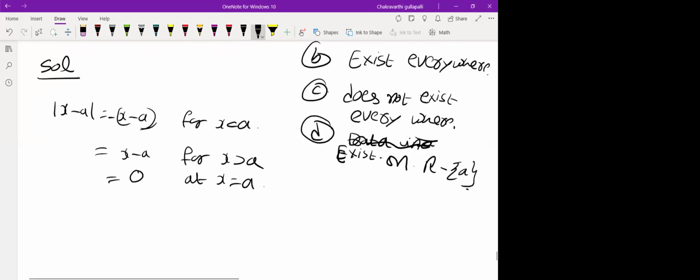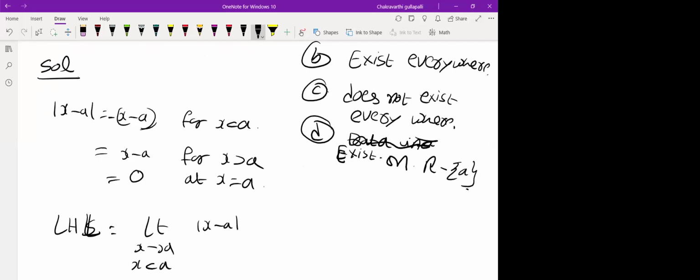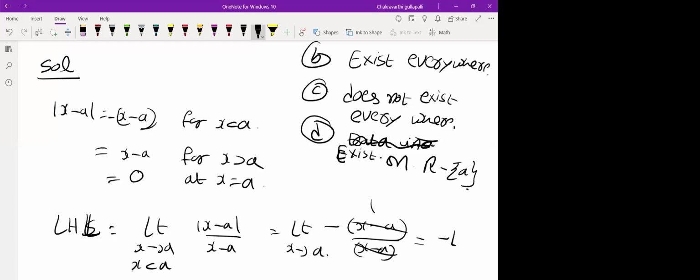So let us see. LHL. Limit x approaching A, x less than A, mod x minus A by x minus A. In the exam, you need not do like this because I have to explain, so I am doing it. You can directly jump. So directly you can take x less than A. What is mod x minus A? Minus x minus A. You can jump in the exam directly. You need not do all these steps. As teacher, I cannot, but as student, you can.